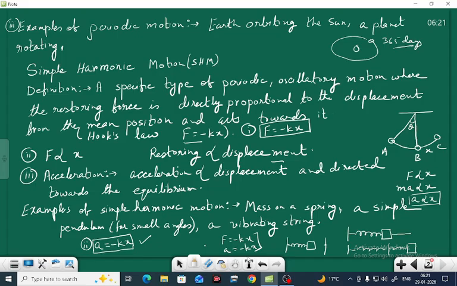Or a vibrating string. Suppose this is a string, and it will vibrate in this way about the mean position. So these are the examples of simple harmonic motion. So you have to know the main difference between simple harmonic motion and periodic motion.